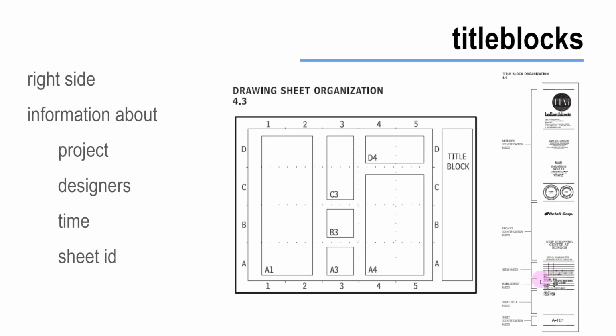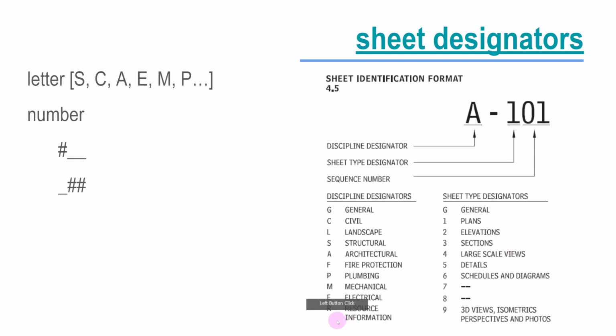This area is going to be what changes and updates and is going to be different on each sheet. The stuff right here is pretty much going to be the same no matter what on a project. So for the sheet information, it's going to be based on a letter and then a set of numbers.